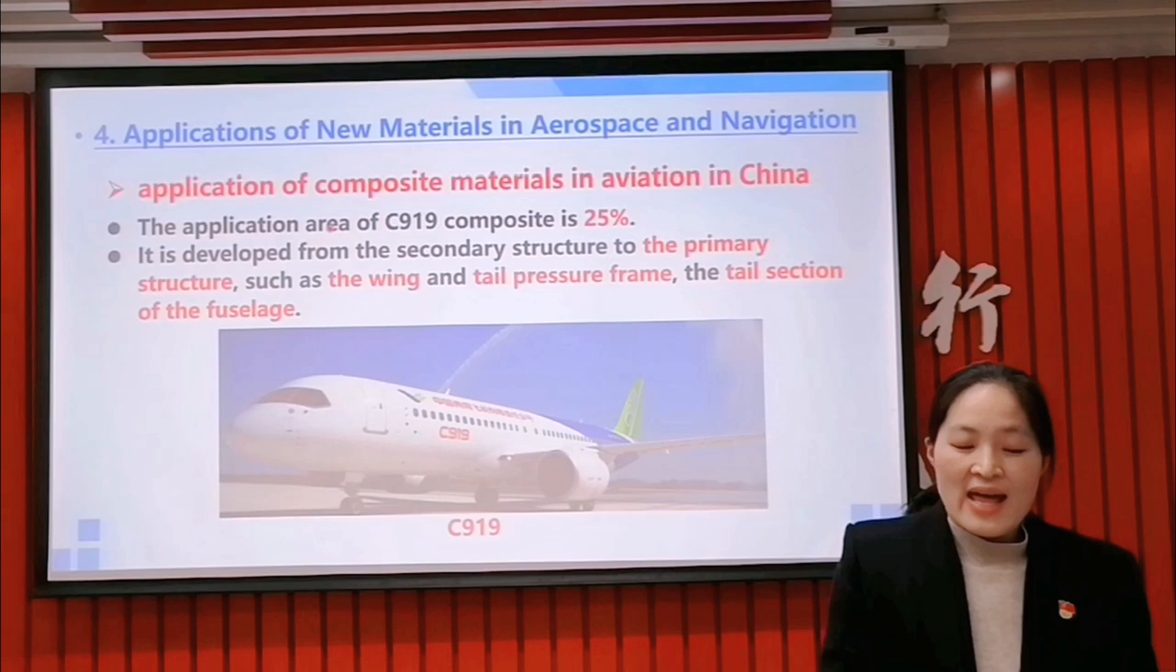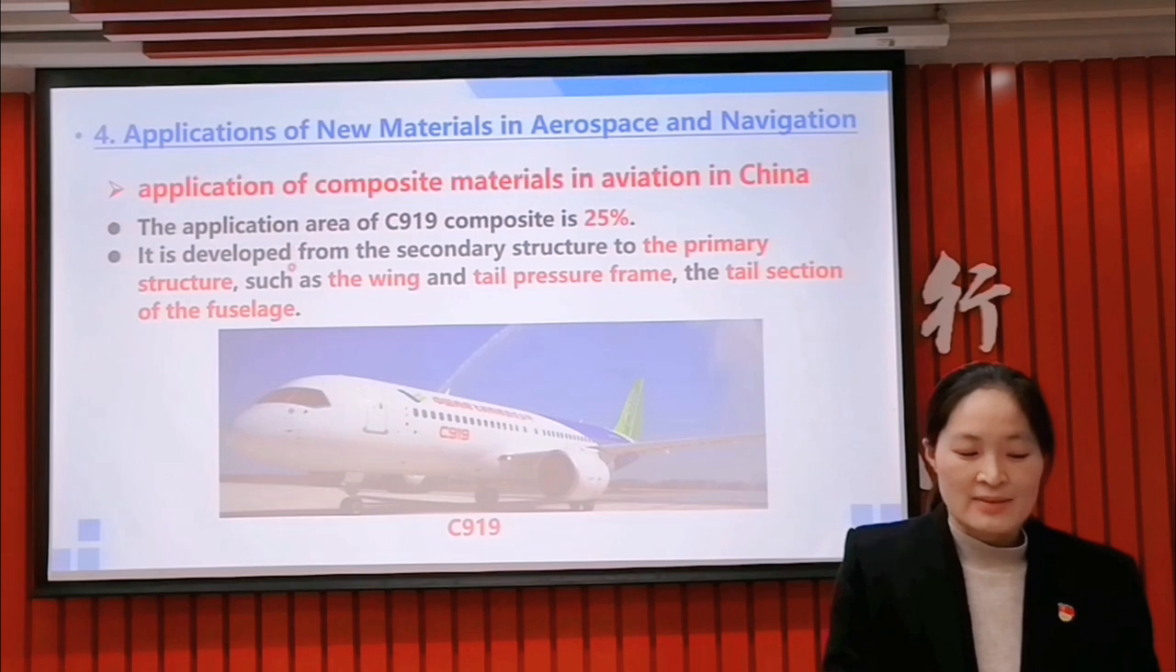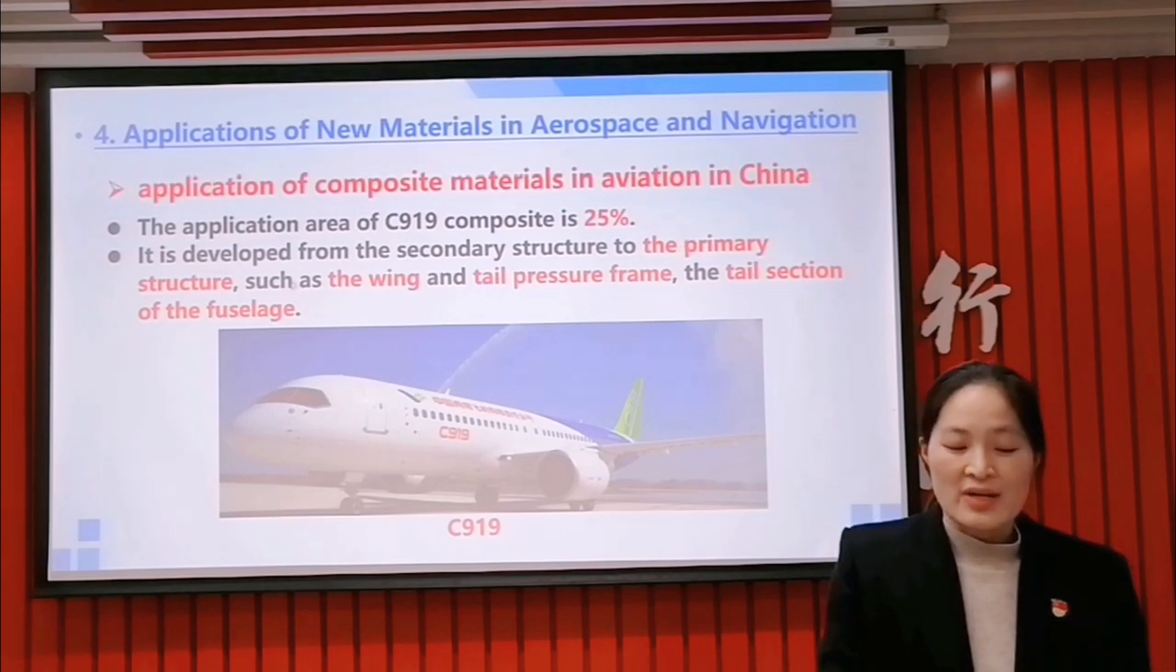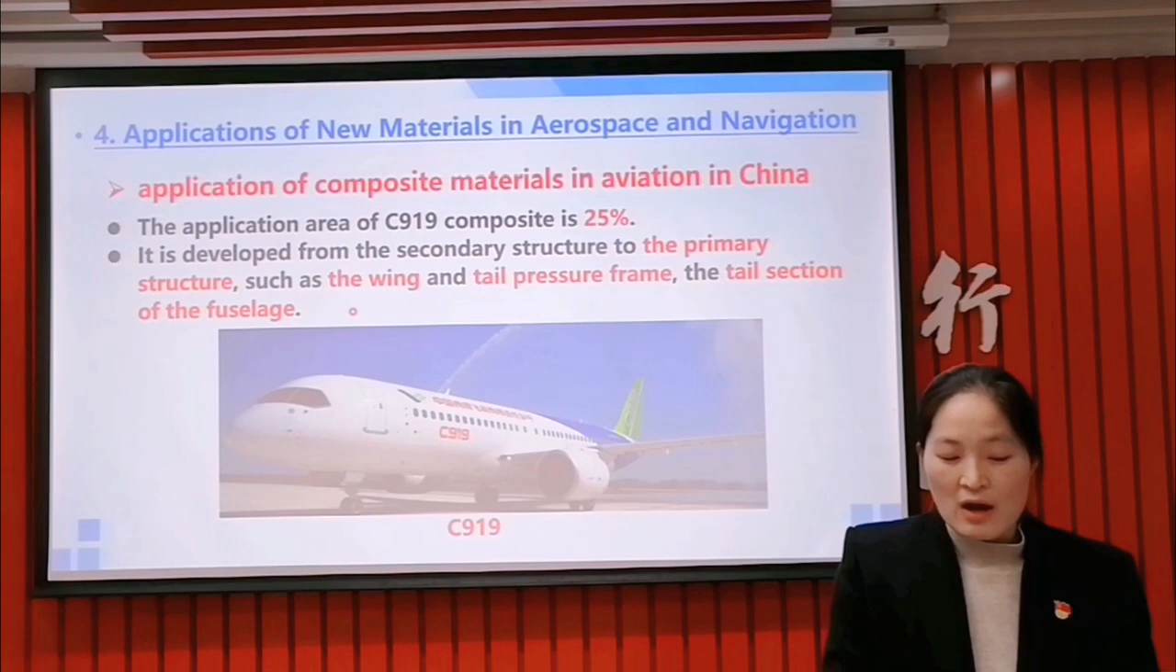The application area of composite in C919 is reached 25%. It is developed from the secondary structure to the primary bearing structure, such as the wing, the tail frame, and the tail section of the fuselage.